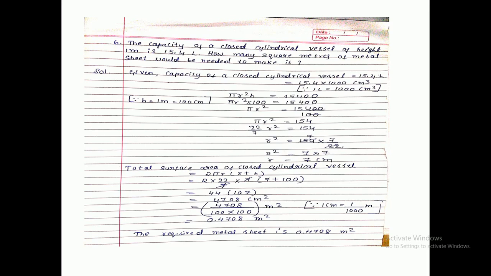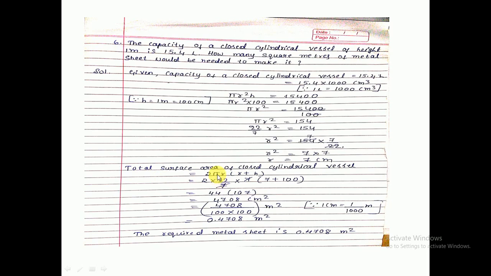Got the idea of this problem? Now what we have to find out: how many square meters of metal sheet would be needed to prepare this. So we have to find out the total surface area of the closed cylindrical tank. Why do we have to take total surface area? Here we have the hint. They have given closed cylindrical tank. So that's why total surface area of the closed cylindrical vessel we have to find out.